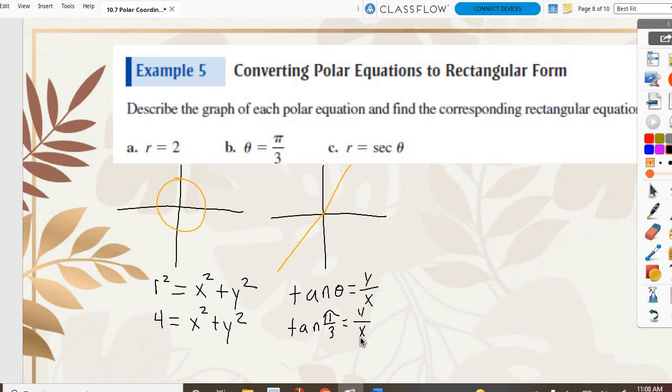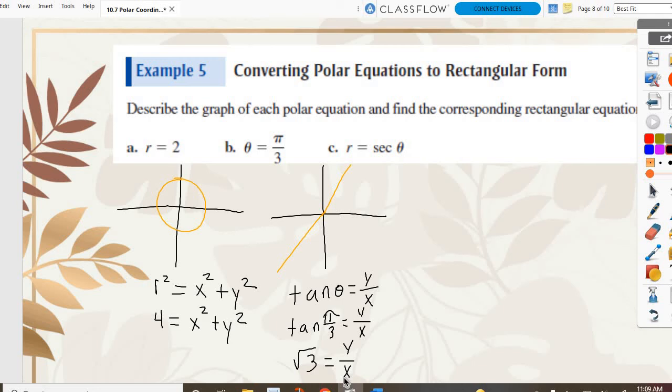So what is sine at pi over 3? Square root of 3 over 2, and then cosine is 1/2. So I have square root of 3 over 2 divided by 1/2. So square root of 3 over 2 times 2, so just the square root of 3. So if I get the square root of 3 equals y over x, how do we usually write our rectangular equations?